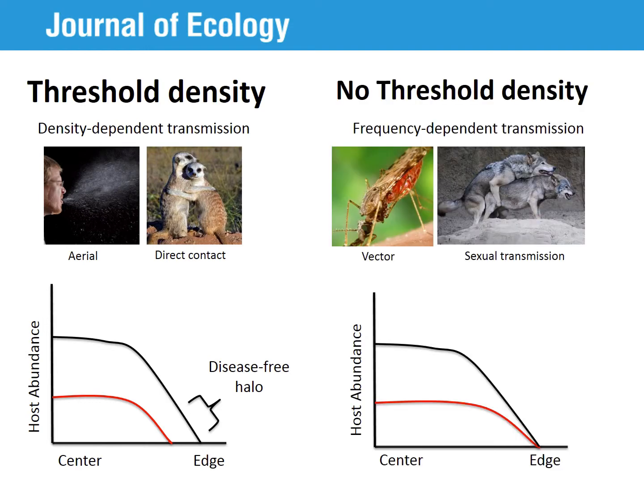However, not all diseases have threshold densities. Diseases that are spread by vectors or through sexual transmission tend to be independent of density because contact rates are not density dependent. Theory predicts that diseases with this type of frequency-dependent transmission can actually persist in low-density populations at range margins. However, we currently lack empirical studies of the distribution of frequency-dependent diseases at range limits.